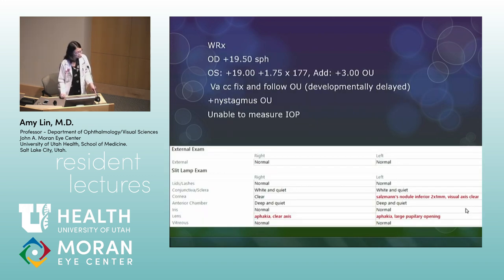So there's his prescription. So he's aphakic, so he's very hyperopic. He is developmentally delayed, so we can only get a fix and follow on vision. He does have nystagmus. We're not able to measure IOP in the clinic. So there's his exams, right eye, pretty normal in the anterior segment, except he is aphakic. Left eye, there is a kind of a paracentral Salzmann nodule inferiorly, measuring about 2 by 1 millimeter, also aphakic there.